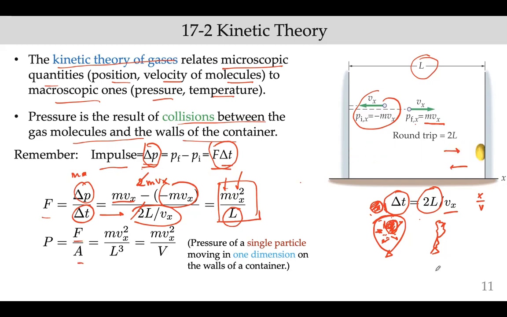So how do we calculate pressure now? Well, you have to divide force by area. Now the force, we calculated it here. So the area would be, let's assume the walls, the side lengths are L again. So the area would be L squared, so we have to divide this thing by L squared. And the denominator makes L cubed. So the numerator is this value. So we can rewrite L cubed as volume. So this will be the pressure of a single particle moving in one dimension on the walls of a container.